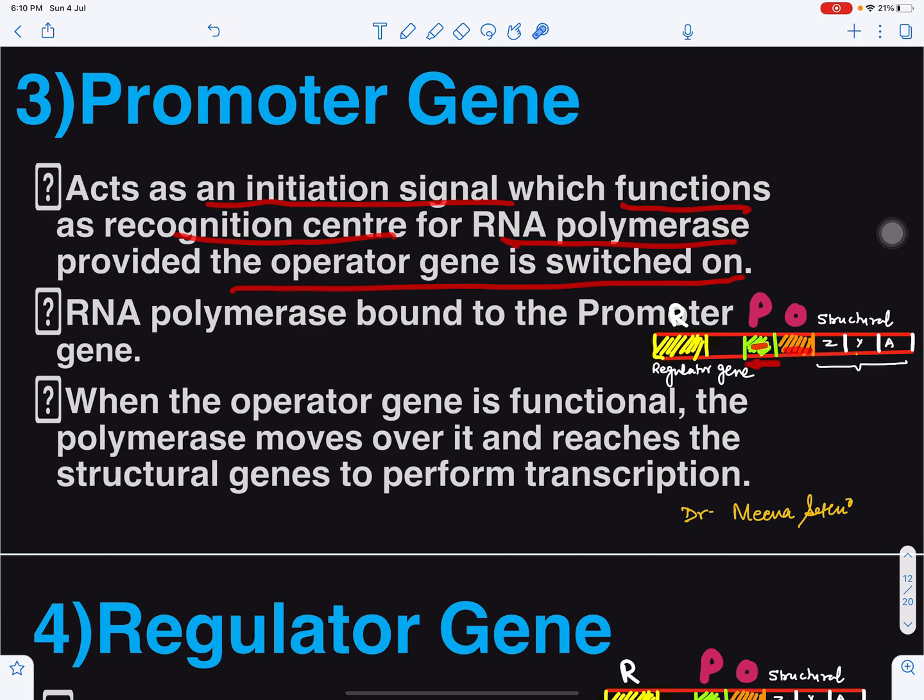RNA polymerase will recognize this area. It will bind to the promoter gene, then move to the operator gene, then to the structural gene, and then transcription will take place. Then only the gene will become functional.